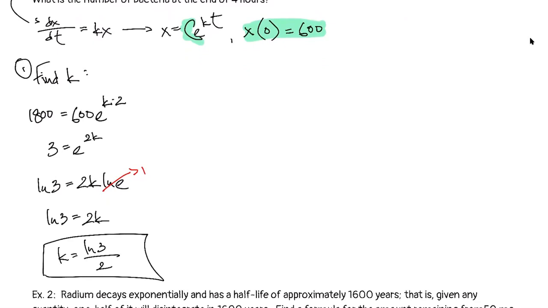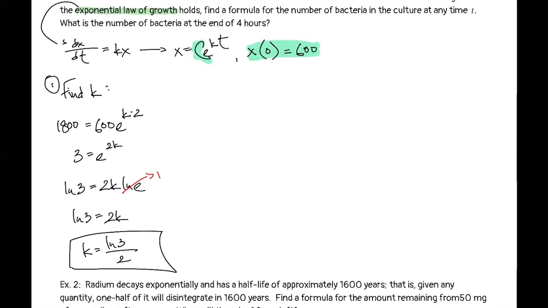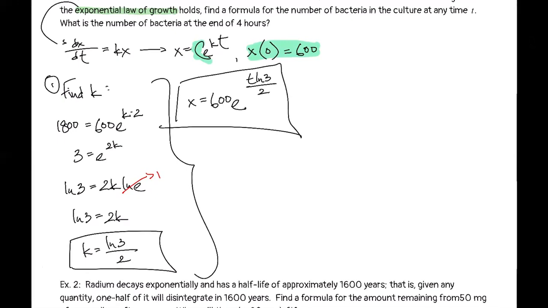What that means is now I can write my equation. So from here, we can write our equation. We can say that x equals 600 e to the t natural log 3 over 2. So this is our formula for the number of bacteria in the culture at any time t. So I have my x as x and I have my t as a t, so that when I plug in t, I can find the x that goes with it.